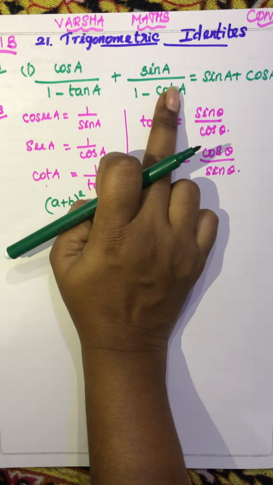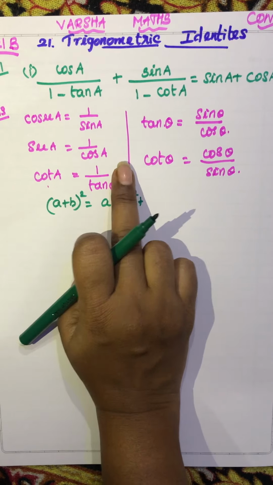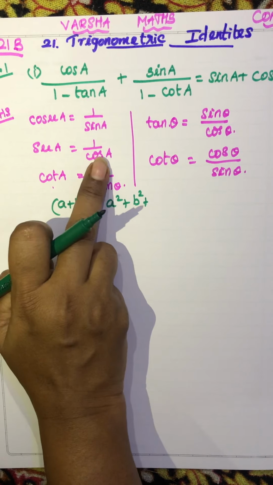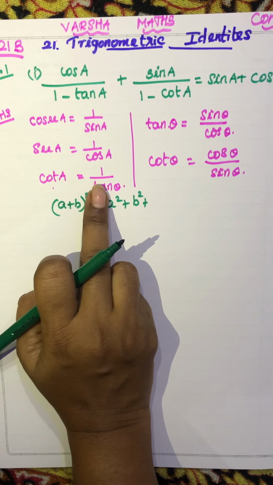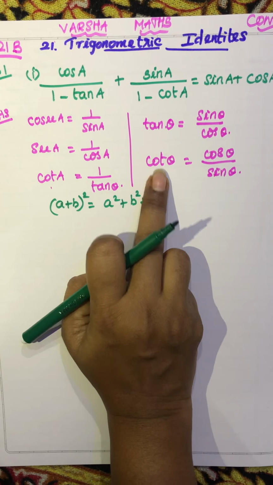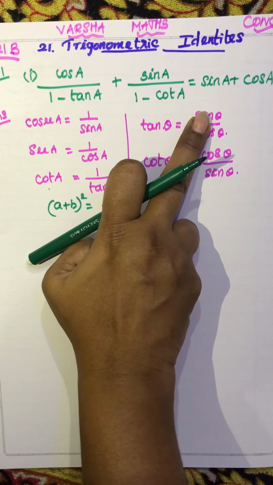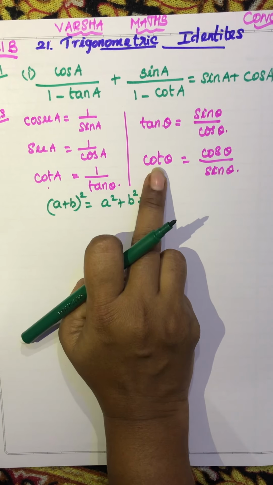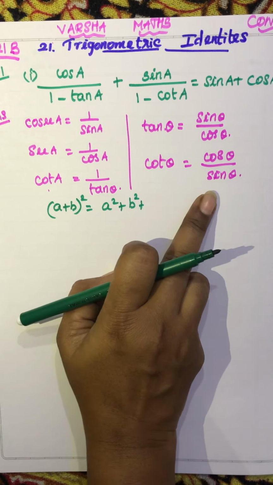Okay, so before doing the sum, you have to know the reciprocals. Cosecant is the reciprocal of sine, secant is the reciprocal of cos, cot is equal to 1 by tan. So tan and cot are special. Tan can be written as sine by cos. Cot is the reciprocal, so cot theta is equal to cos by sine.